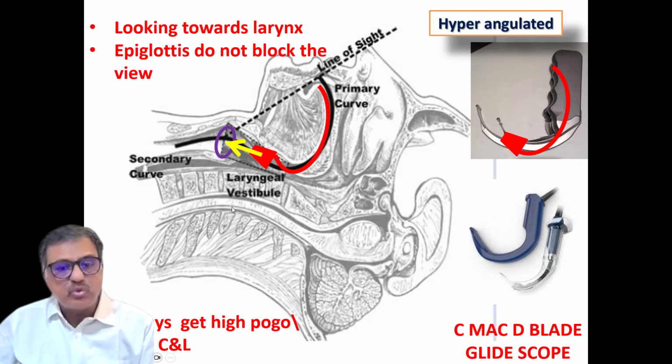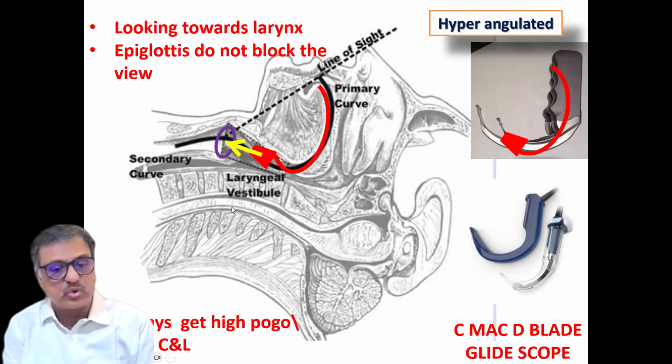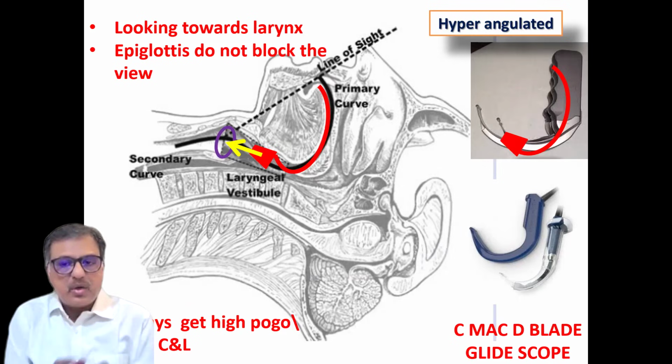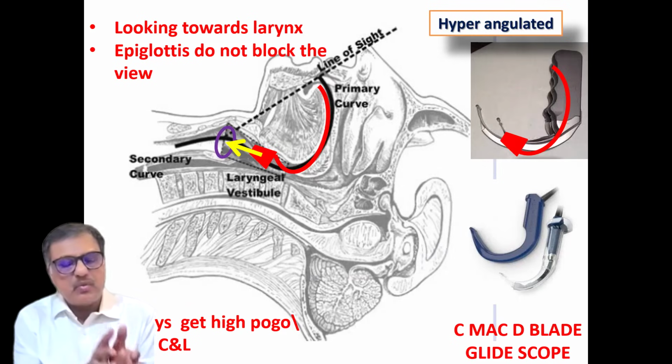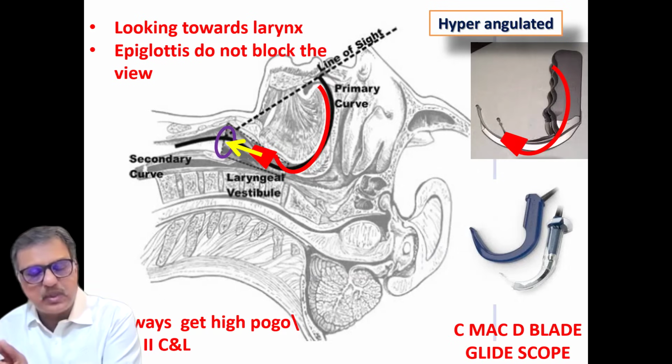So minimal force is required. You get a good POGO scoring, good Cormack and Lehane. So now, the difference between the anatomically curved blade and the Macintosh type of blade.